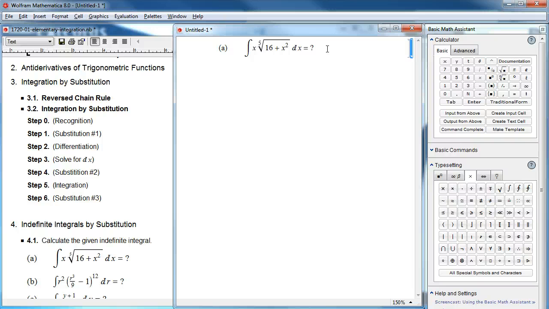Recognition, there are two things to remember. Number one, do we have a composite function? Yes, we have a power function. This fifth root is a power function, 1/5 power, and we have a function inside. And what is the derivative of that function? 2x. Modulo constant coefficient, the x is showing up. So we have both criteria correct.